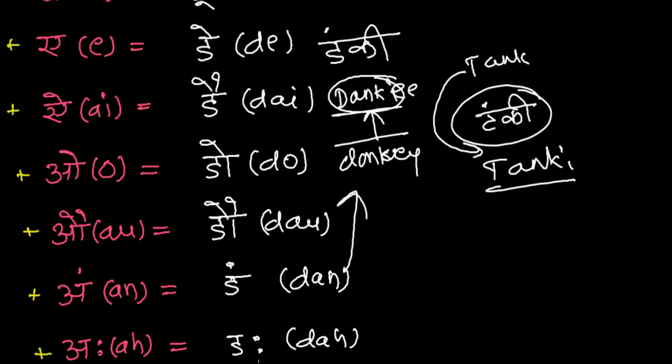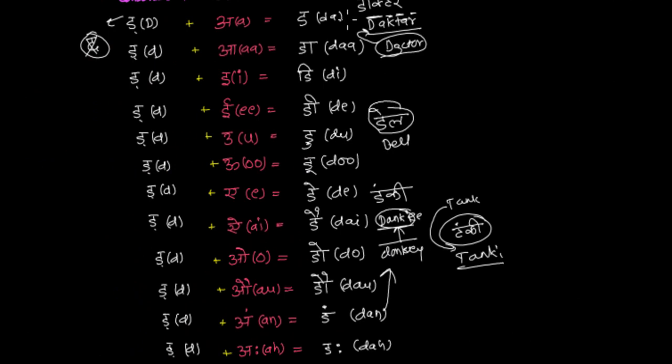All right, okay. So now let's pronounce them individually. Da, di, dee, du, doo, de, dai, do, dau, dan, dah. By pairing da, di, dee, du, doo, de, dai, do, dau, dan, dah. Okay.